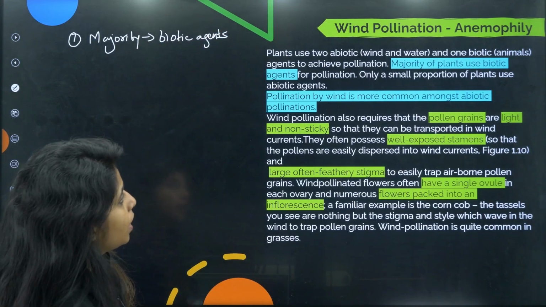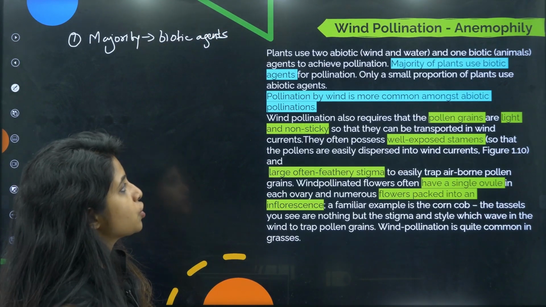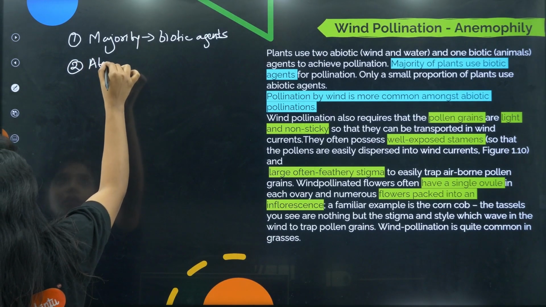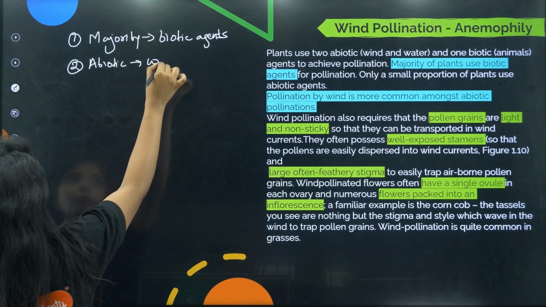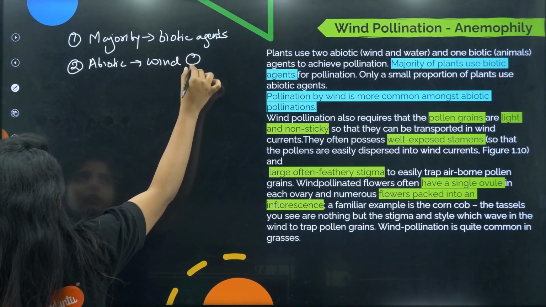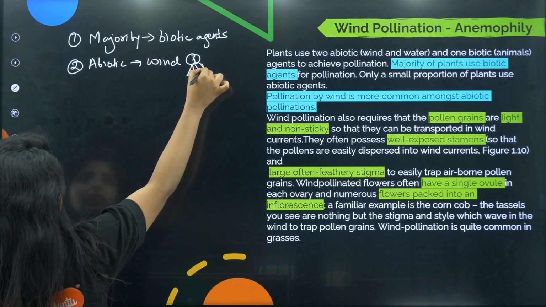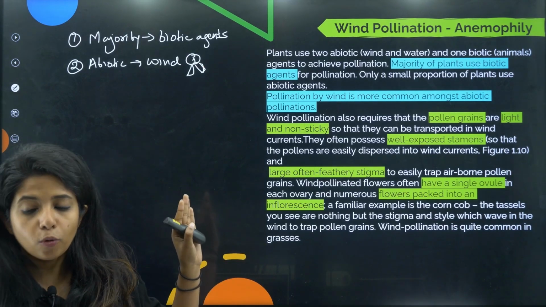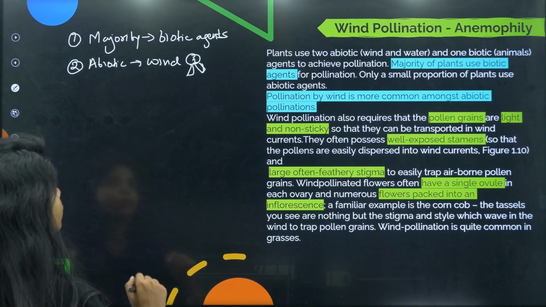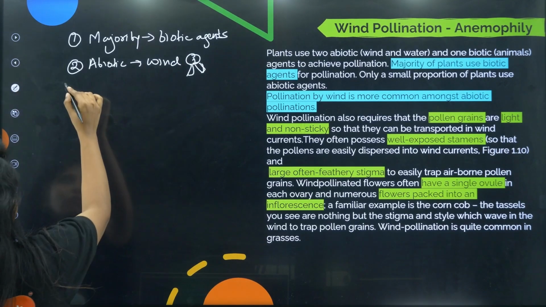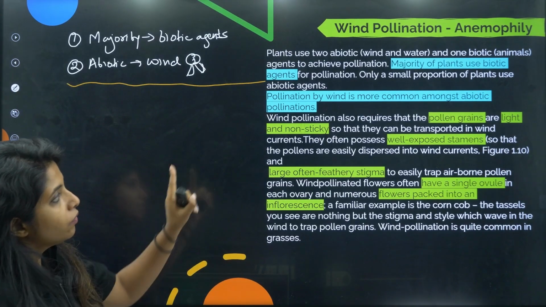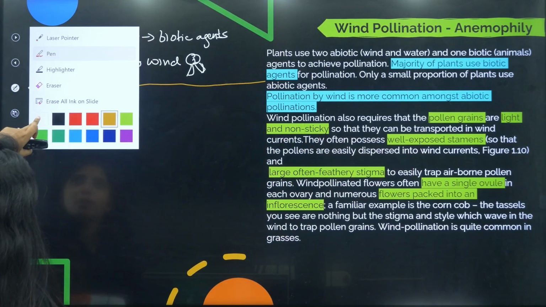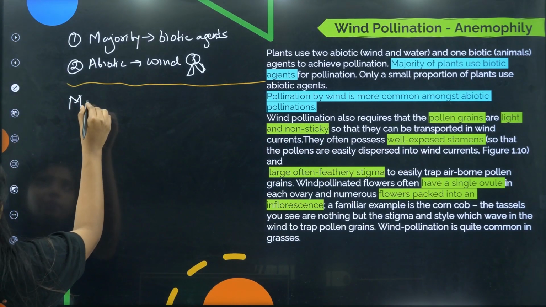Second information, pollination by wind is more common amongst abiotic pollination. So, if we talk about abiotic agents, wind is the one that got the first rank, because wind probably helps in pollination better than water. Now we are going to talk about just wind pollination. Wind pollination also requires that the pollen grains are light and non-sticky. So, it is all about the male part. We will first complete the male part.